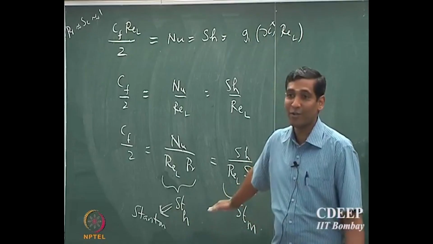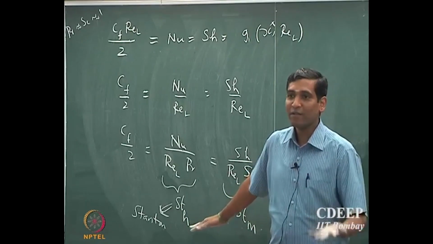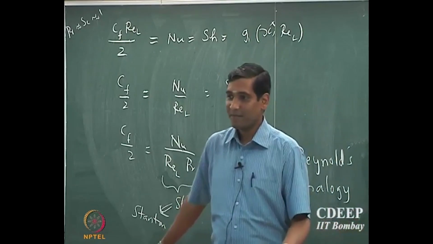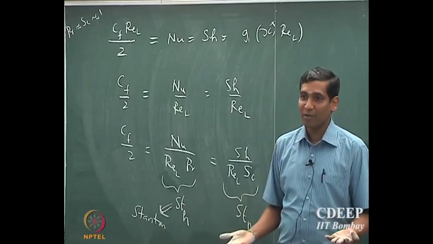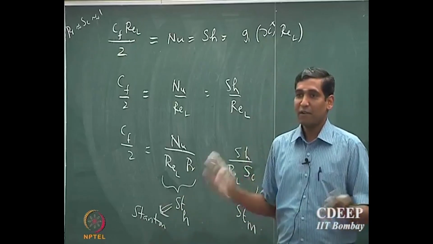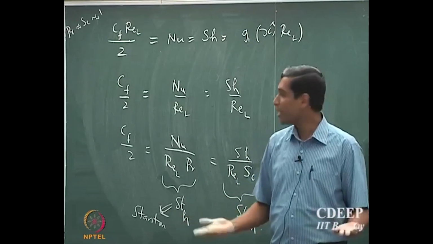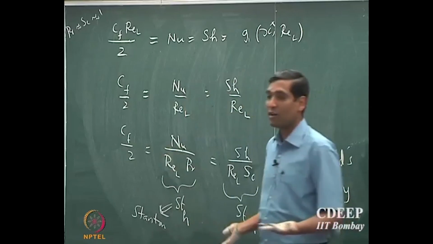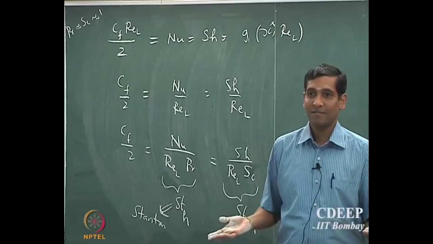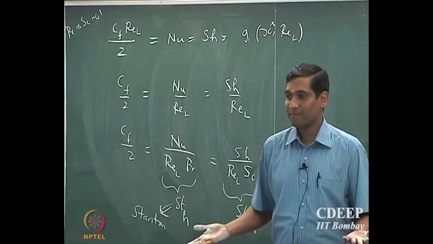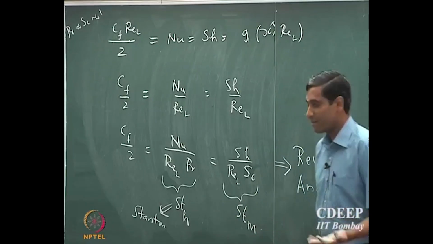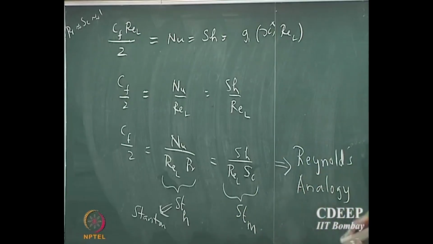Remember, we haven't solved the equations yet. We have not even solved the equations. Without solving all of these 3 equations, if you are able to even experimentally measure any one of these 3 quantities, you are done. The others come for free. So, that is a very powerful method. In fact, that is the power of these analogies.